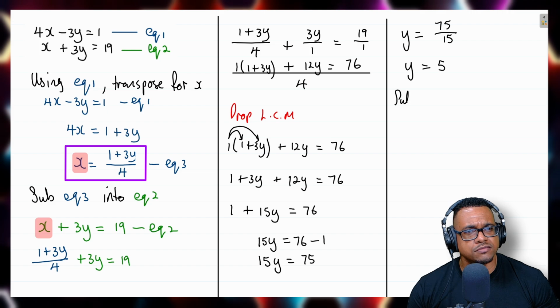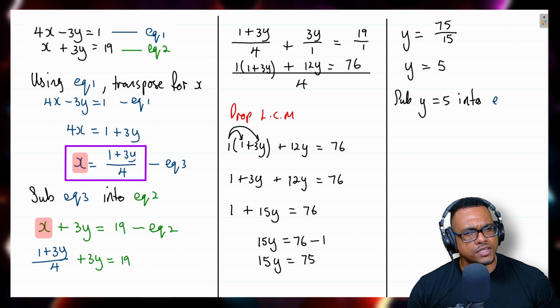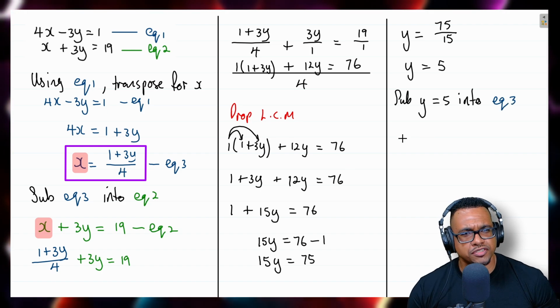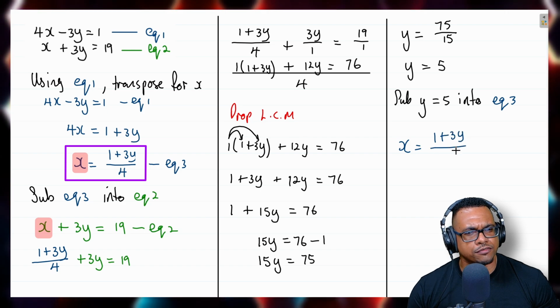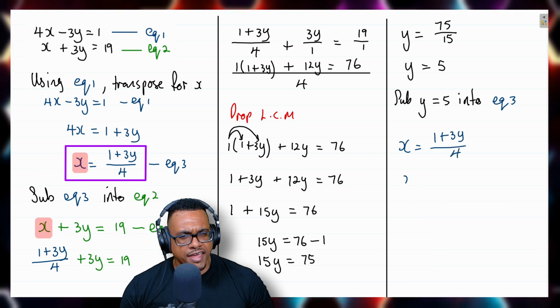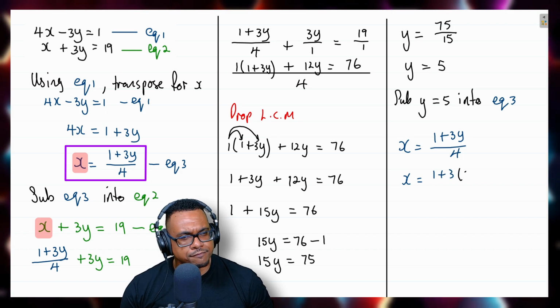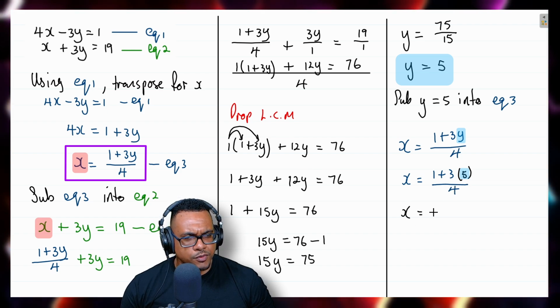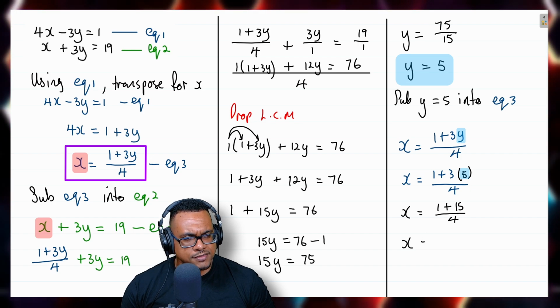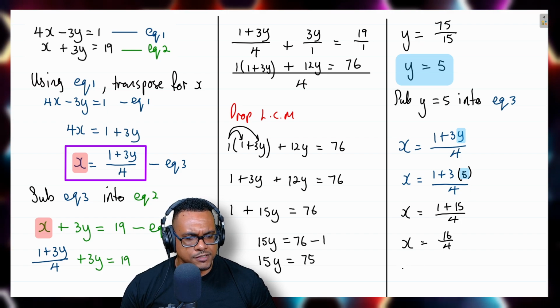So we're going to substitute y is equal to 5 into equation 3. So equation 3 reads x is equal to 1 plus 3y over 4. So we're going to have x is equal to 1 plus 3 times y, and we know y is 5, divided by 4. So we're going to have x is equal to 1 plus 3 5s are 15 over 4. So x is equal to 16 over 4. Well, 1 plus 15 is 16, and 16 divided by 4 is 4.